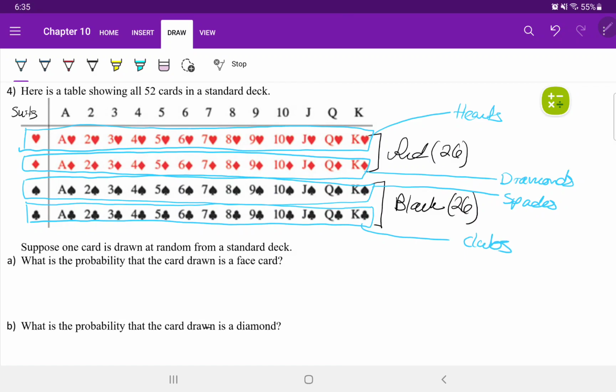Each color has 2 different suits. Each color has 26 cards, which means if there are 26 cards in each color, and each color has 2 suits, that means each suit will have half of 26, which is 13 cards. There are 13 hearts, 13 diamonds, 13 spades, and 13 clubs.